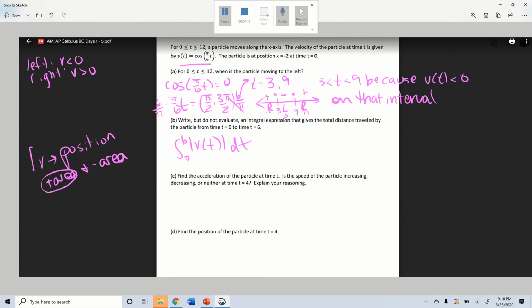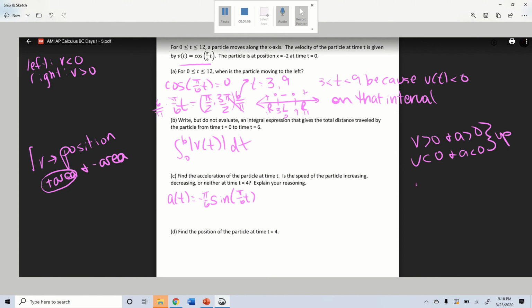Part C, we're going to find the acceleration. So first thing, find the derivative. The derivative of cosine is negative sine. Keep the inside. Then we multiply by the derivative of the inside, which is pi over 6. So then it asks, is the speed of the particle increasing, decreasing, or neither at time t equals 4? This is kind of like a physics thing. If velocity is positive and acceleration is positive, or velocity is negative and acceleration is negative, that means it's going to be speeding up.